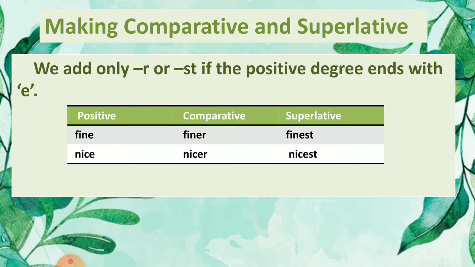Making of comparative and superlative degree. We add r or est if the positive degree ends with e. Now if the positive degree has e at the end, right, that means it ends with e, then we just add r for comparative degree and st for superlative degree. You can see fine, finer, finest; nice, nicer, nicest.